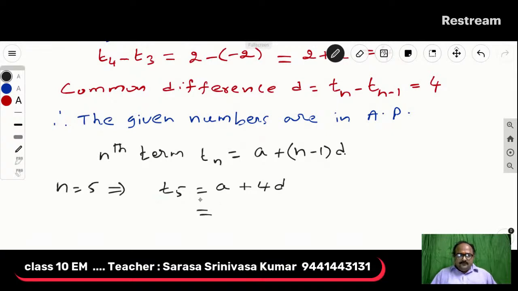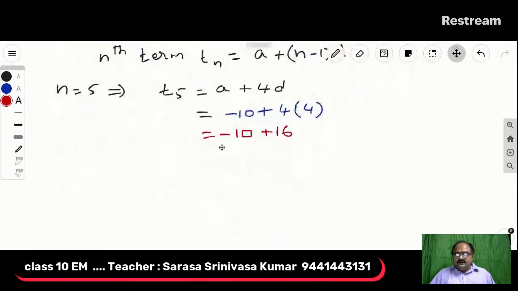What is a? Here the first term is minus 10. Minus 10 is the first term. Minus 10 plus 4 multiplied by common difference, which is 4. So we write minus 10 plus 16. This is 16 minus 10, which is 6. So the fifth term here is 6.